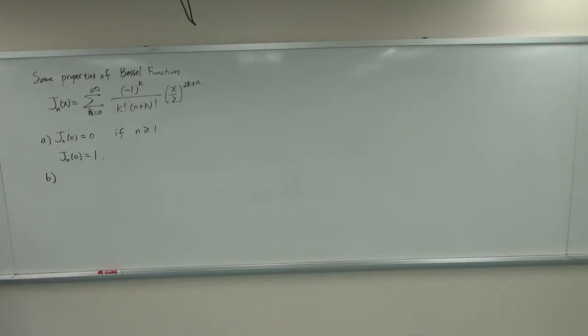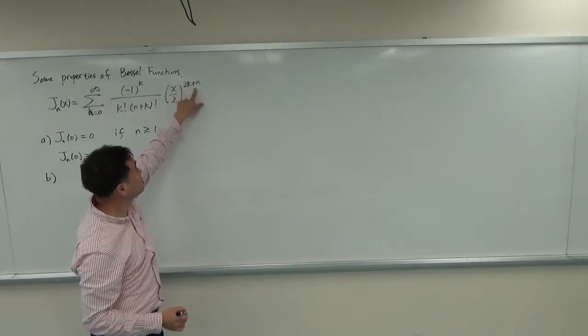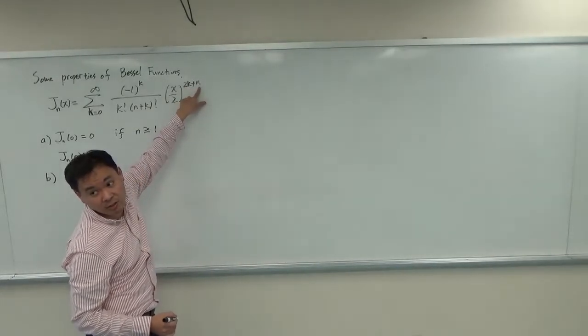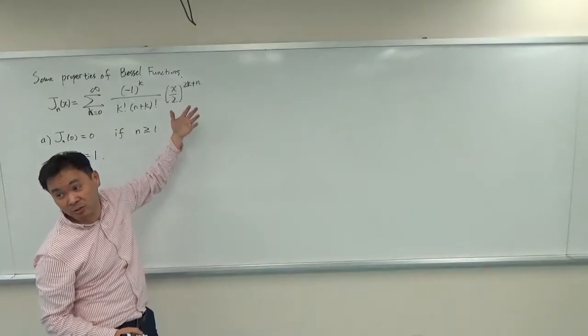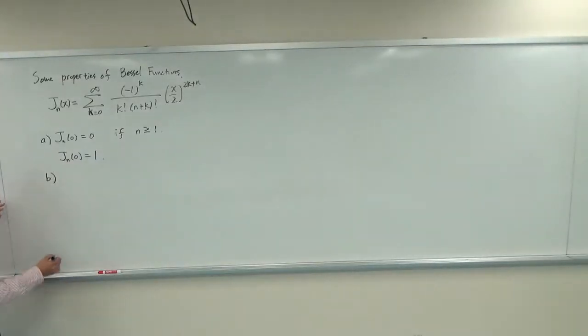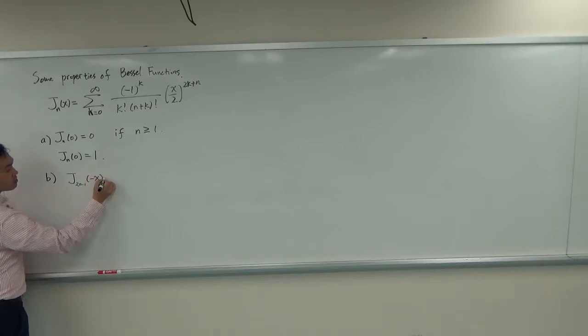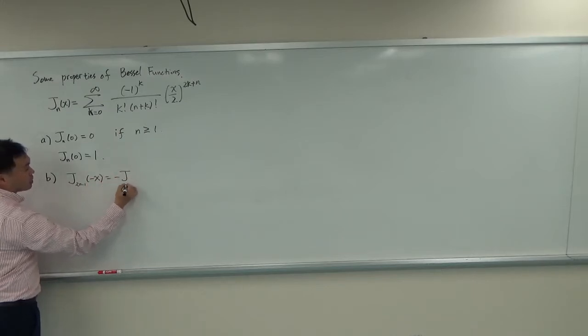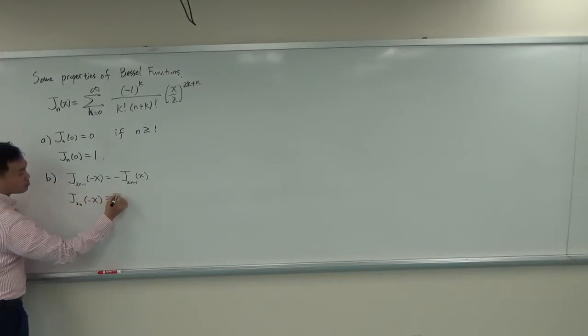Second one is, because these terms increase by order of 2, if the very first term is odd, then the next term will be odd, and odd, and odd. So the entire thing will be odd, right? So J of 2n minus 1 of negative x would be equal to negative J of 2n minus 1 of x. Whereas if it starts with an even number, then the entire function will be even.